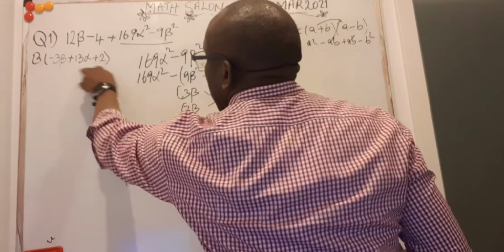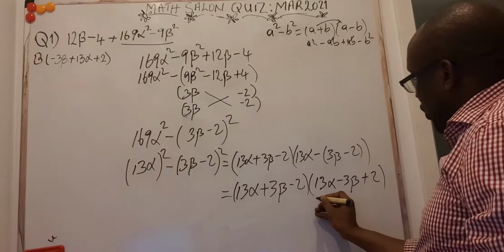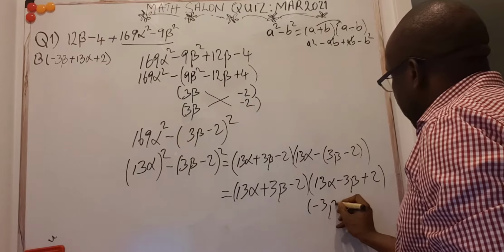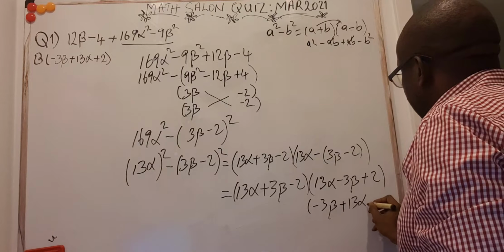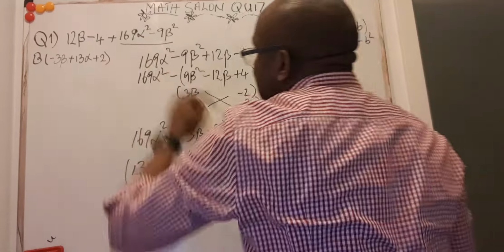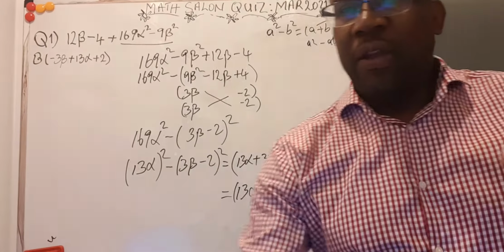If you look at the expression, it's exactly that one. So this is just written in nice form. Minus 3 beta plus 13 alpha plus 2. So the answer was B then. Thank you. We'll move to the next one.